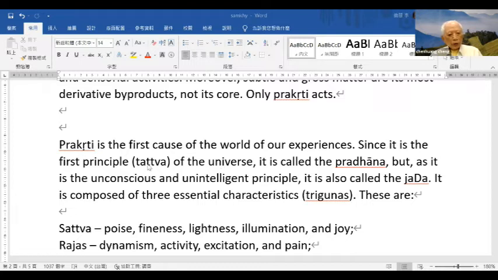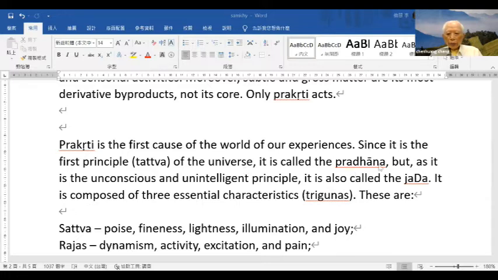Since it is the first principle, tattva in Pali means principle, or in Buddhism we call it satya. Satya is Sanskrit, and the truth, the principle in Pali, is sacca. Here it is called tattva. Tattva means principle. The principle means the basic foundation of something else. The first principle of the universe. The sentient beings and the non-sentient beings compose the universe. The universe consists of sentient beings and non-sentient beings.